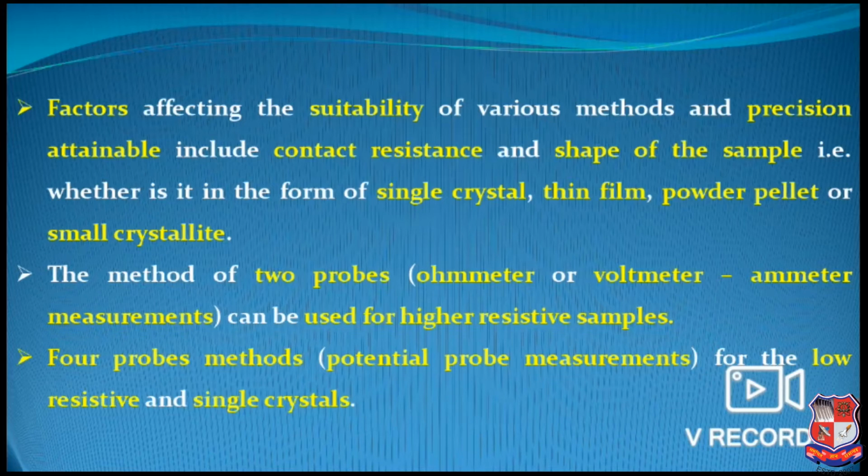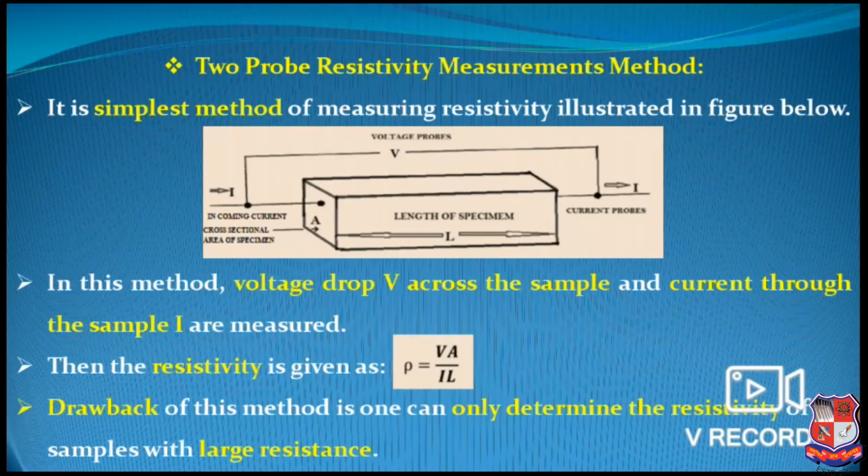The method of 2 probes, which is well known, ohmmeter or voltmeter-ammeter measurements, can be used for higher resistive samples. See, these two are the different methods, 2 probe and 4 probe. The 2 probe methods are mainly focused on the higher resistive samples, and the 4 probe methods are mainly focused on the low resistive samples. And 4 probe methods are also known as potential probe measurement methods, which is applicable for the low resistive and single crystals.